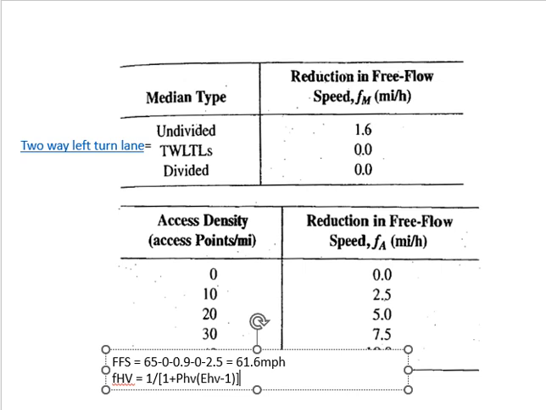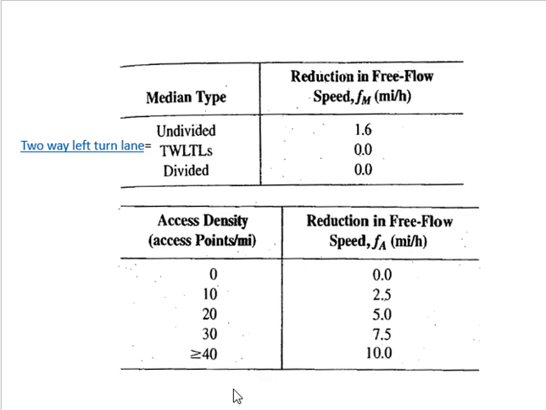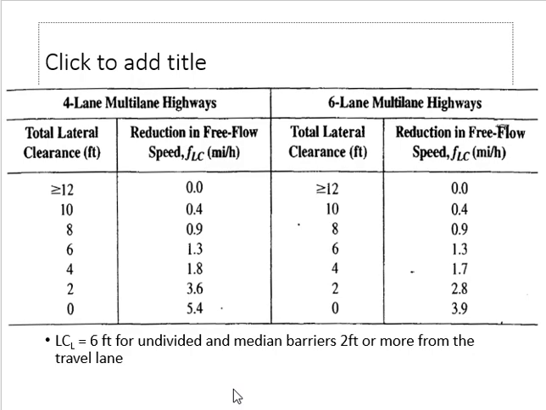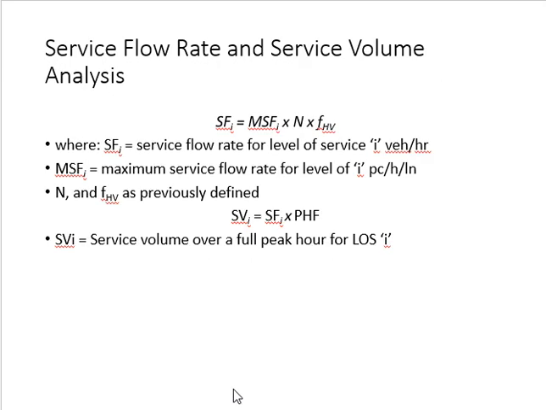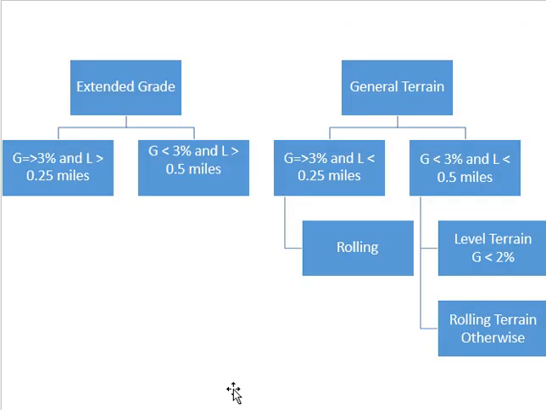Now the difference between this example and the last one is that we have to do it for upward and downward both. First of all, we need to check which condition I have. My gradient is given as 3.5, right? And my length is 1.25. So first of all, I need to check the terrain.